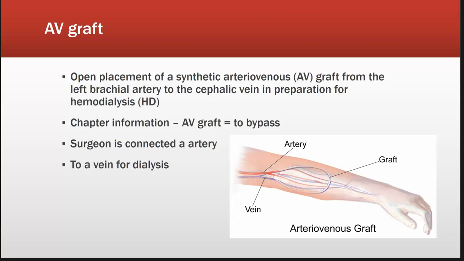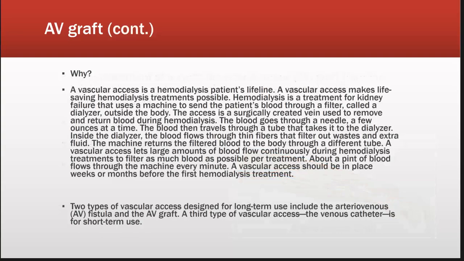Number 6, per your clinical information, your textbook, is open placement of a synthetic arteriovenous graft from the left brachial artery to the cephalic vein in preparation for hemodialysis. For the discussion in your textbook, an AV graft is something that is a bypass. They're creating a new pathway. In this case, connecting an artery to a vein for a patient who is in kidney failure so they can have life-sustaining dialysis. This has to be done. The patient has to either have dialysis because of their kidney failure or a kidney transplant.